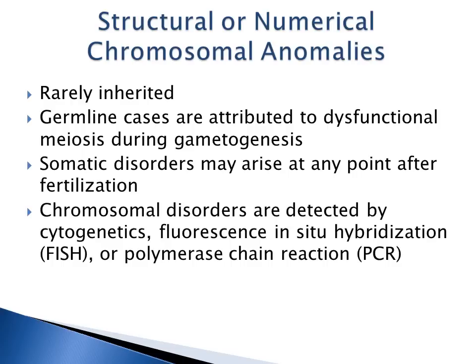Structural or numerical chromosomal anomalies are rarely inherited, although they can be. So germline cases are attributed to dysfunctional meiosis during gametogenesis. Somatic disorders usually arise at any point after fertilization. And you can detect chromosomal anomalies using cytogenetics, fluorescence in situ hybridization, or what's called FISH, or amplification techniques such as polymerase chain reaction, or PCR.